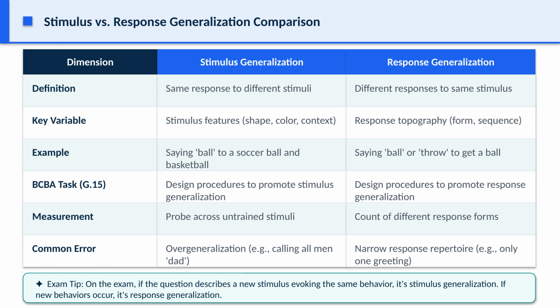A common error to avoid is overgeneralization in stimulus generalization, like calling all men dad, versus a narrow response repertoire in response generalization, such as using only one greeting.